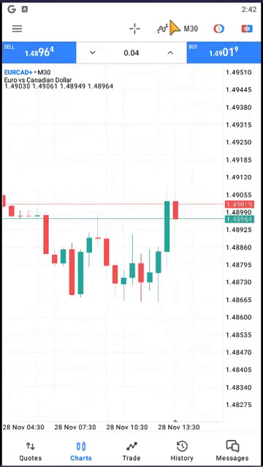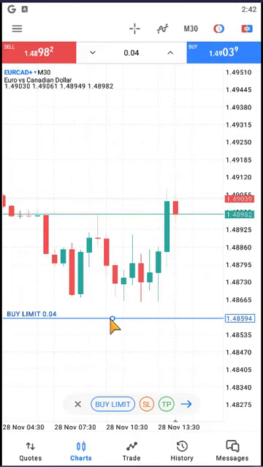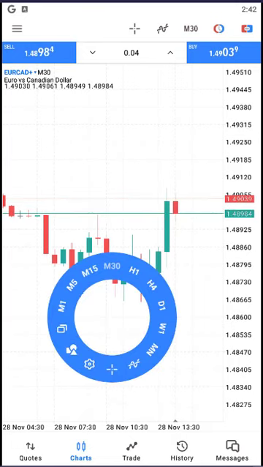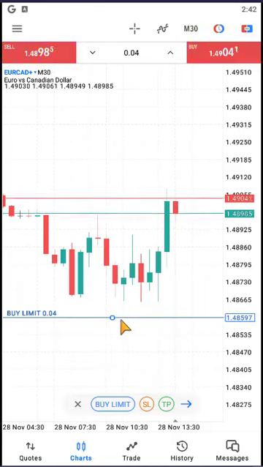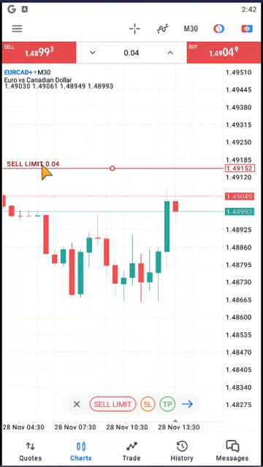So I'll just click on this button. Don't forget, this button is the pending order button. Just click. Then of course I would like to do a sell limit. So sell limit has to be positioned above the market price. So I'll drag this above the market price. Once it crosses above the market price, it becomes a sell limit. Don't forget.